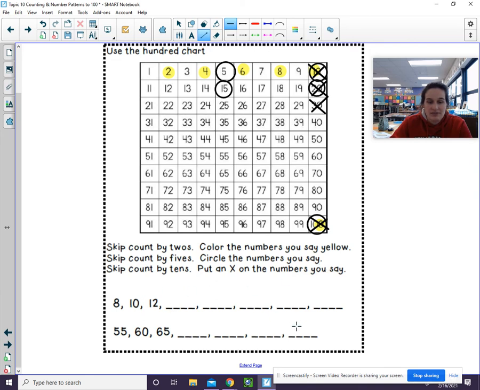Then you'll need to fill in these blanks. You'll figure out what the pattern is. 8, 10, 12. You gotta figure out this pattern too. 55, 60, 65. What would go here then? Okay? You'll do great. Use your hundreds chart to help you down here if you're not sure when you're skip counting by this amount.